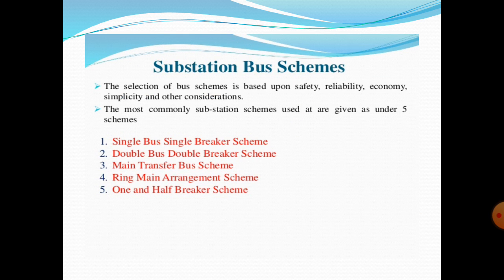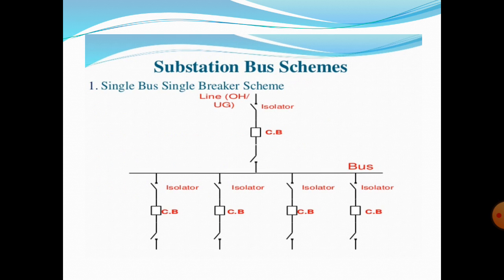And next one is substation bus bar schemes. There are 5 different types of bus bar schemes. First one is single bus single breaker, next one is double bus double breaker, next is main and transfer bus, fourth one is ring main arrangement scheme, fifth one is 1.5 breaker scheme. This is a single bus single breaker scheme, meaning there is only one bus. In this diagram only one bus is used, so it is called single bus single breaker scheme. CB is nothing but circuit breaker.